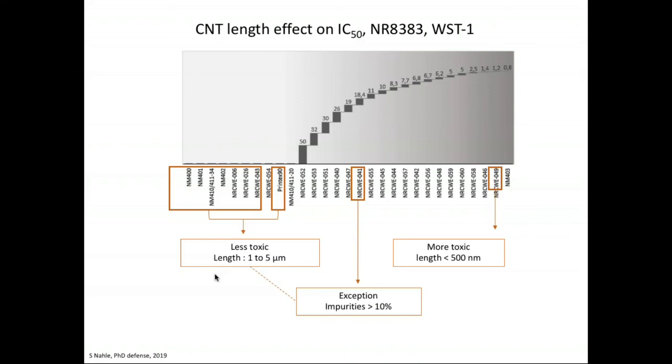We have only one exception, which is here, which should have low toxicity because it's a 2 to 3 micrometer length carbon nanotube, but in fact, it was established that these carbon nanotubes present more than 10% of impurities. So this allows us to also establish that purity of the carbon nanotube or nanomaterial is also a factor which is relevant to the toxicity of these materials.